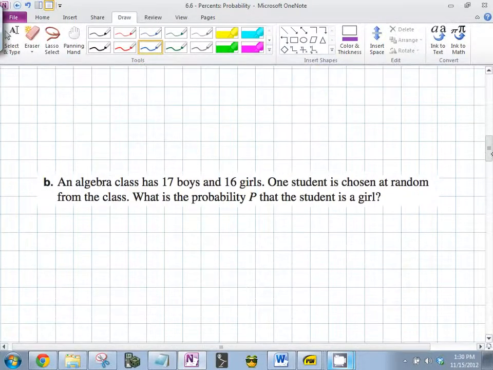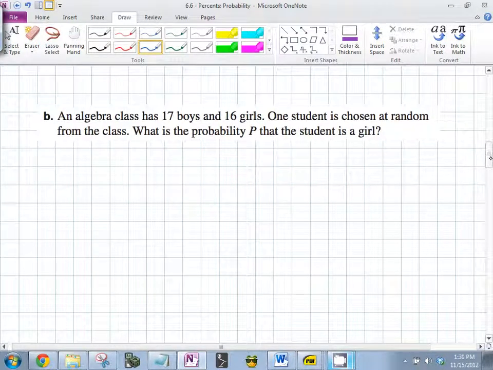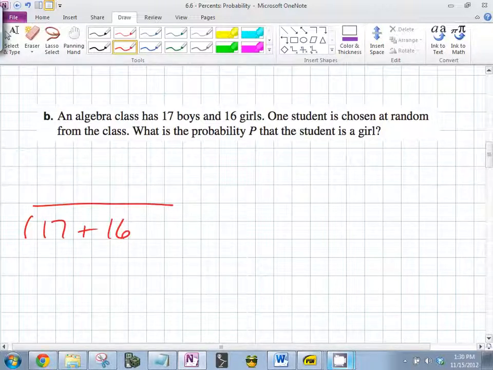What happens if you had an algebra class with 17 boys and 16 girls? One student is chosen at random from the class. What is the probability that the student is a girl? Well, how many different students could be chosen? Well, there are 17 plus 16 students. This is the number of possible ways the game could be played. You could pick one of the 17 boys or one of the 16 girls. You have an equal chance of choosing any of the students.